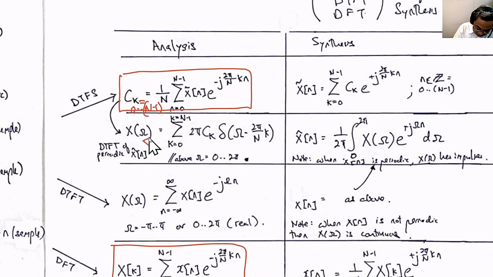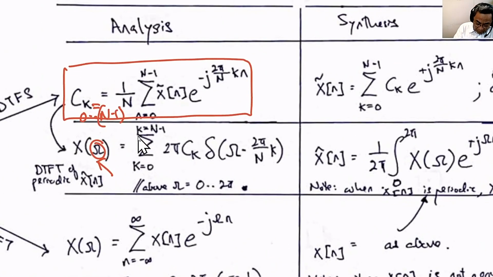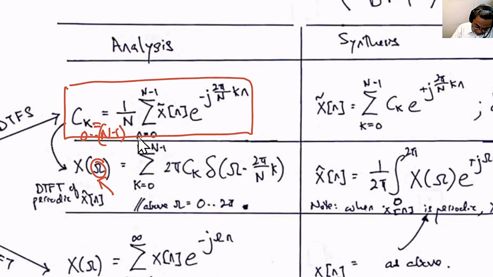Omega is continuous. All frequencies from minus pi to pi, 0 to 2 pi, or in fact from minus infinity to infinity. Later on, you realize that X of omega is 2 pi periodic, but the problem is that X of omega is a continuous function. So how do we convert Ck into a continuous function is the problem. This conversion is already partially explained to you.